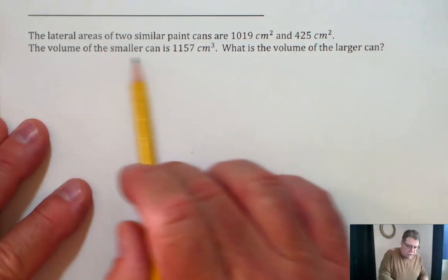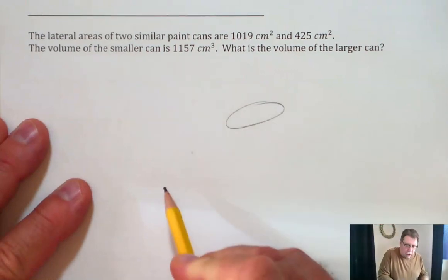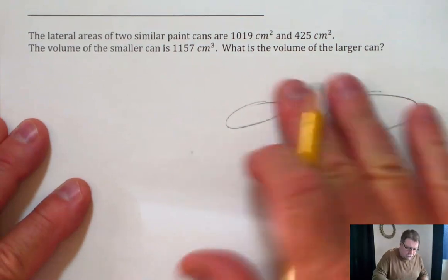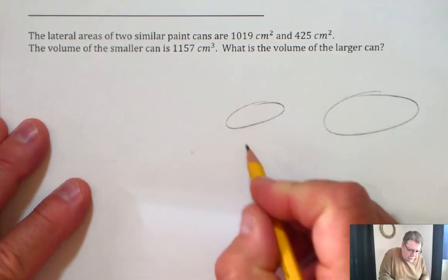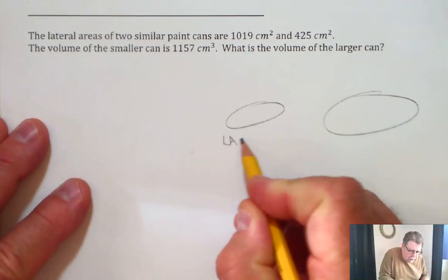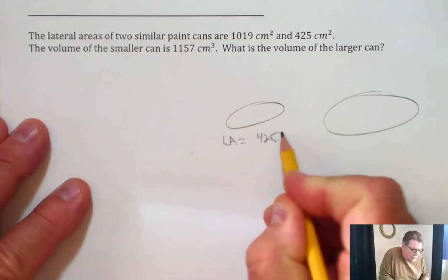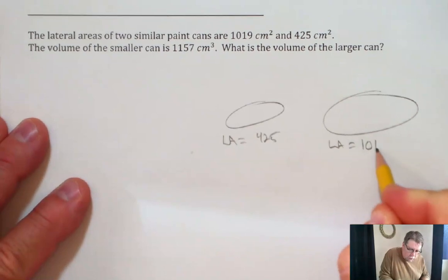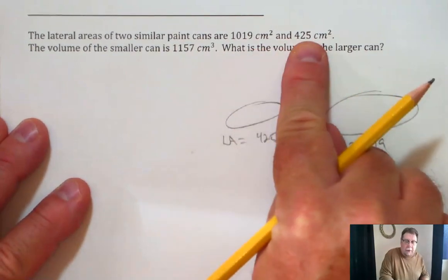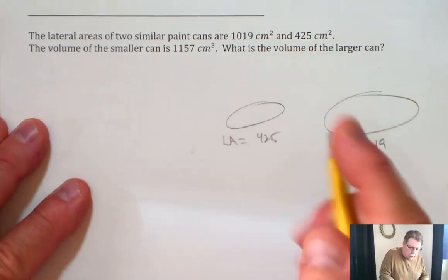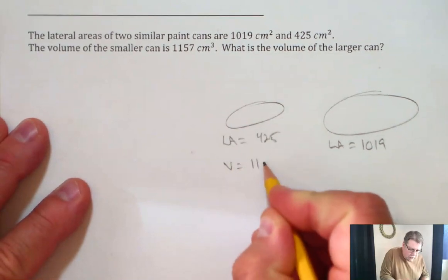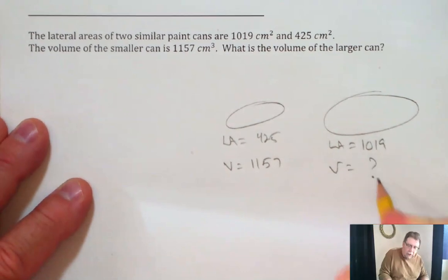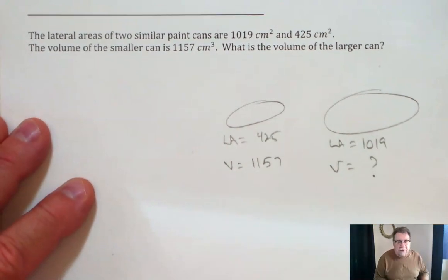And we also have the volume of the smaller can. So this could represent the smaller can and the larger can. It doesn't matter that we have a picture of it. That's not important. The lateral area of the smaller can is 425, and the lateral area of the larger can is 1,019 according to the problem. Also, the volume of the smaller can is 1,157. We want to find the volume of the larger can. That's how this is going to work.